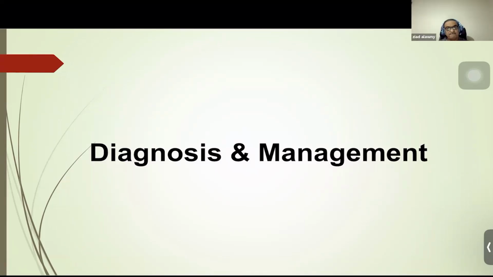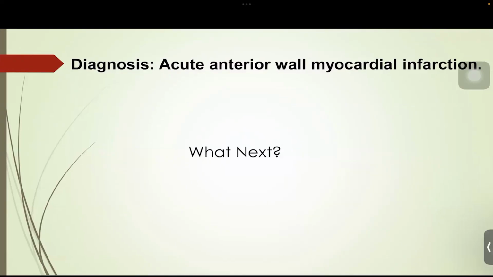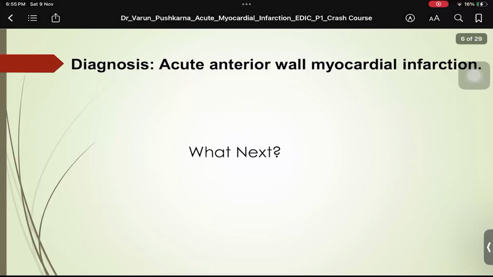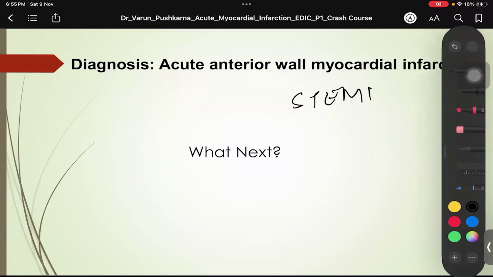So what kind of MI is it? Type 1. And how do you say that it's type 1? This is a blood thrombosis, it is total occlusion of the blood vessel. So it is ST elevation MI, right? Yes. The diagnosis you have made is acute anterior wall myocardial infarction, specifically ST elevation MI. So what are you going to do next?